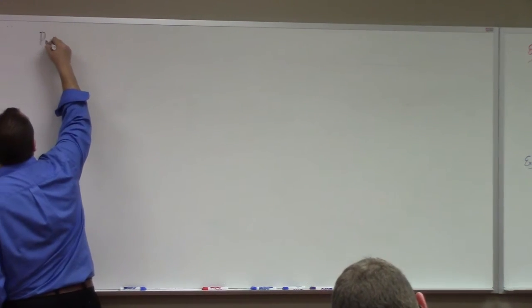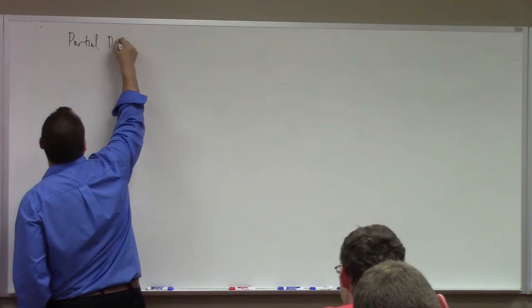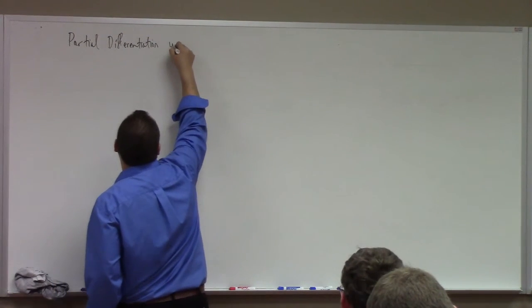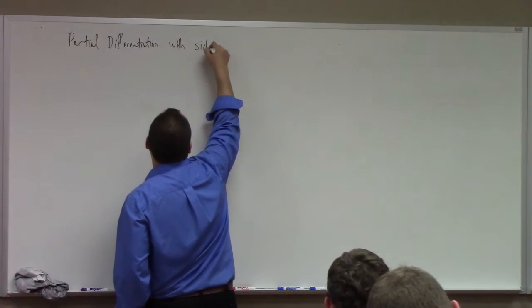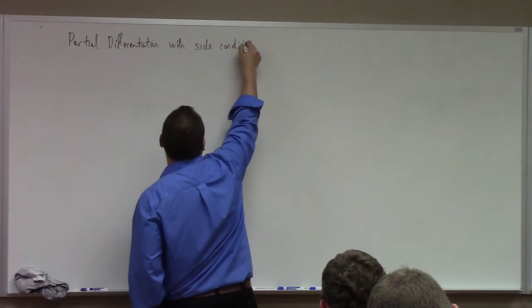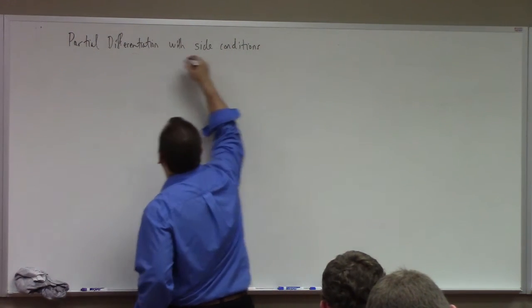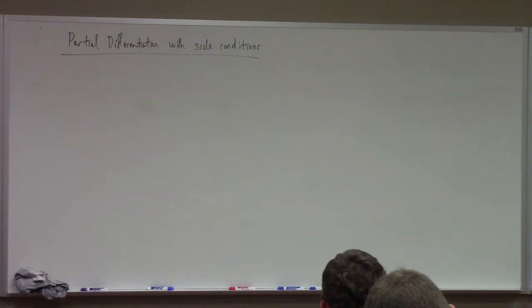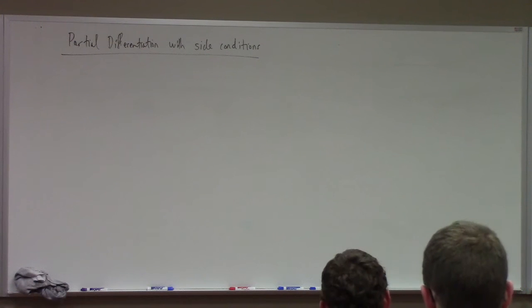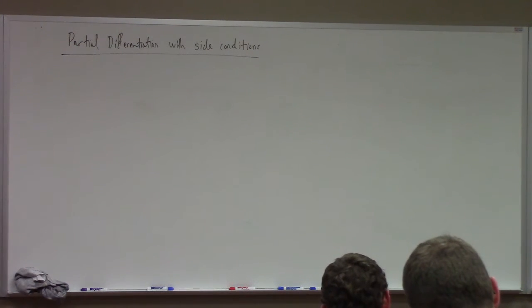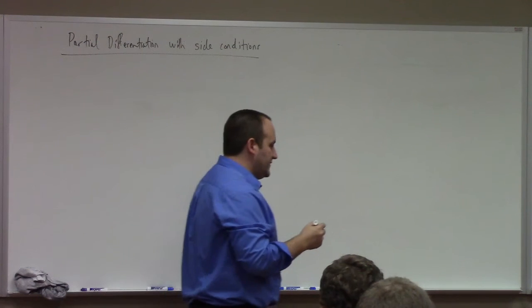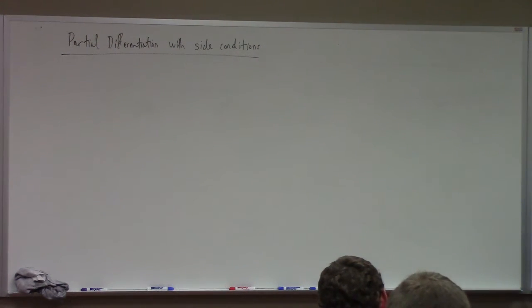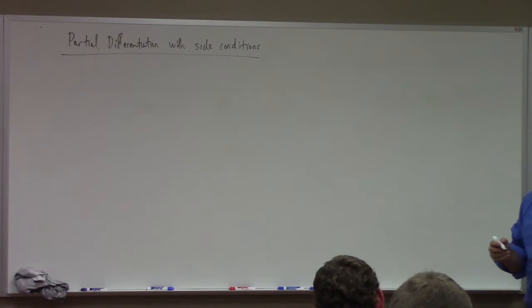is partial differentiation with constraints, or sometimes it's called constrained partial differentiation. Here, we suffer certain ambiguities. The basic problem with these kinds of problems is you don't always know what's dependent and what's independent. So here's a typical setup.